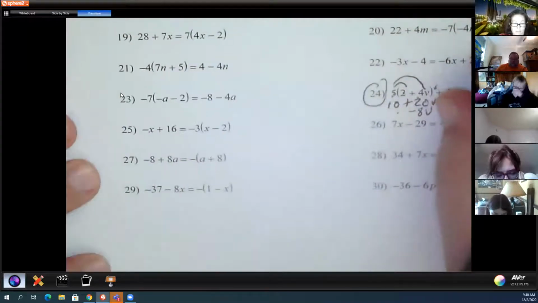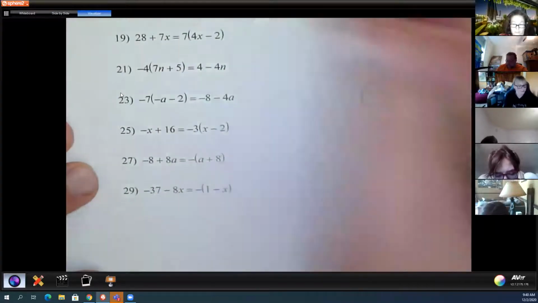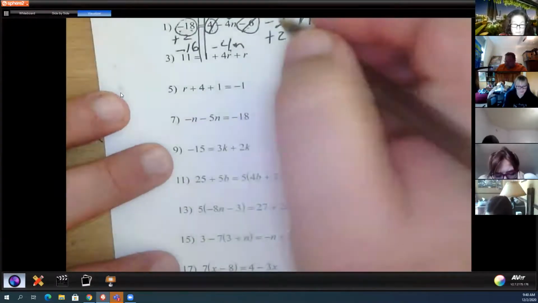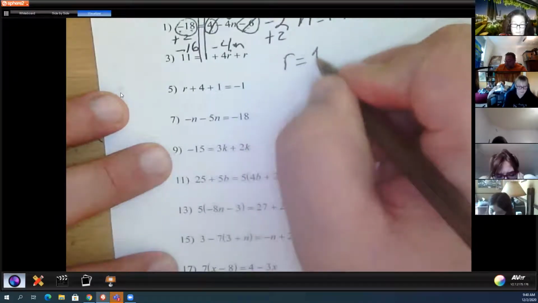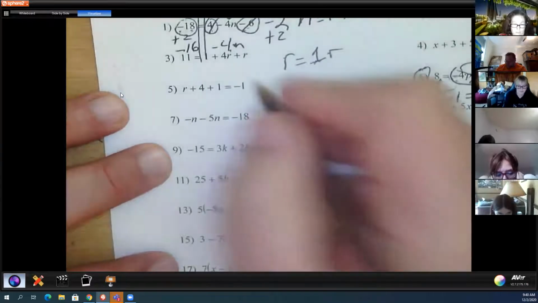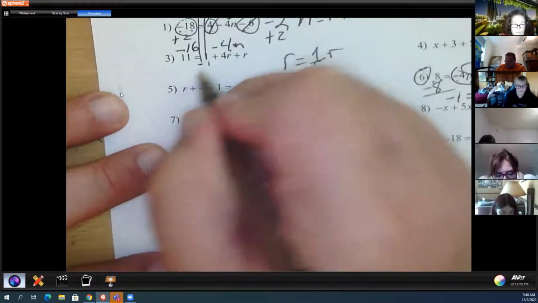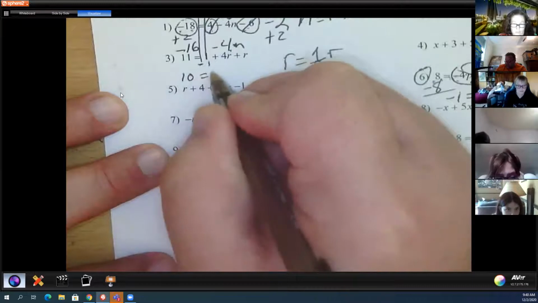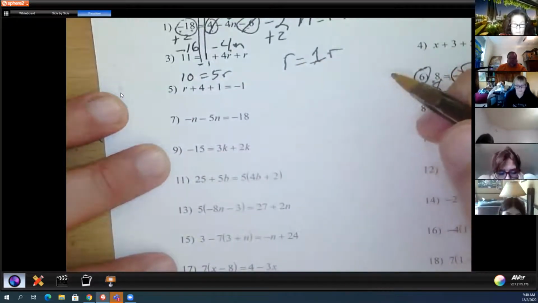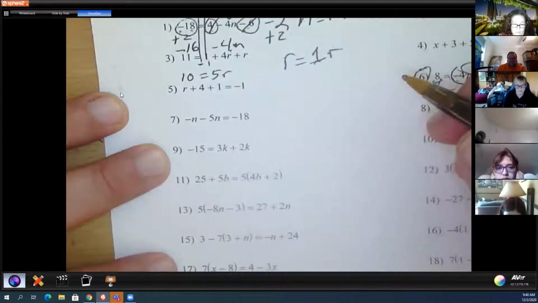Well, on number 3, is the R going to count as 1? Yes, exactly. R equals 1R. All right. Okay. So this would give you, I could subtract 1 from both sides. I'd get 10 equals 5R because 4R plus R would be 5R. All right. Great question, Peyton. Great question.